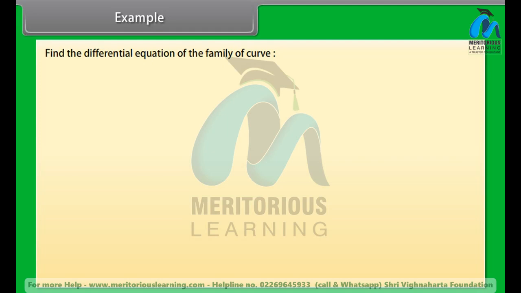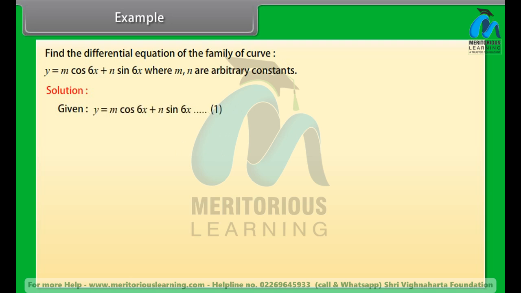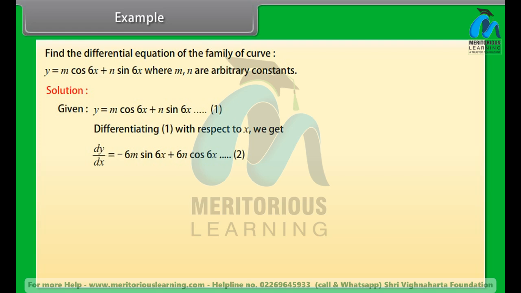Find the differential equation of the family of curves y equals m cos 6x plus n sin 6x, where m, n are arbitrary constants. Solution. Given y equals m cos 6x plus n sin 6x, name it as equation 1. Differentiating equation 1 with respect to x, we get dy by dx equals minus 6m sin 6x plus 6n cos 6x. Name it as equation 2.